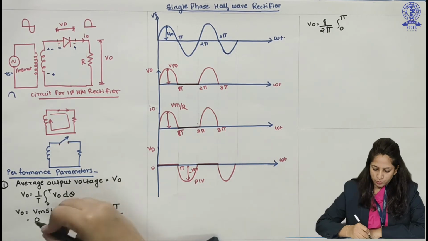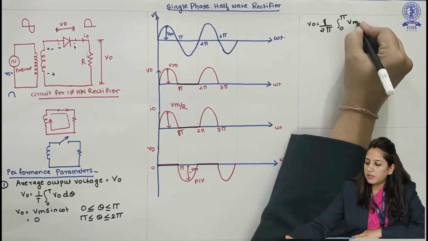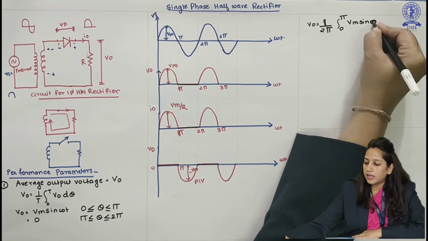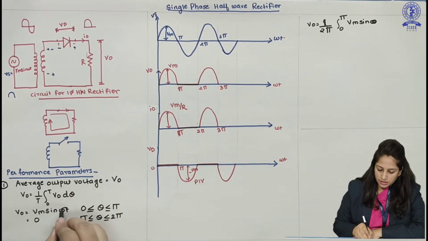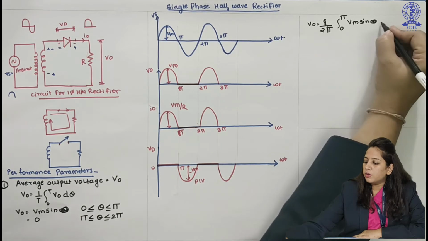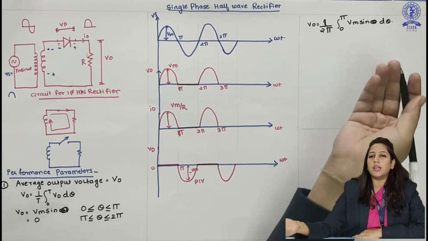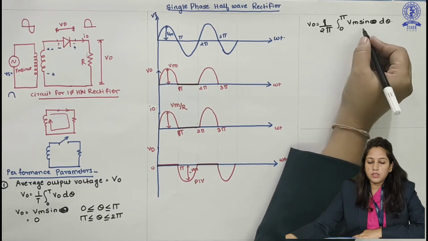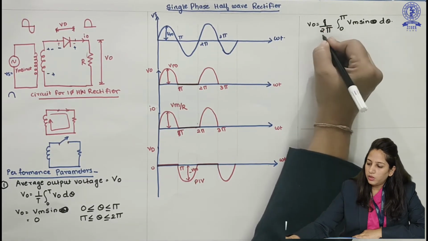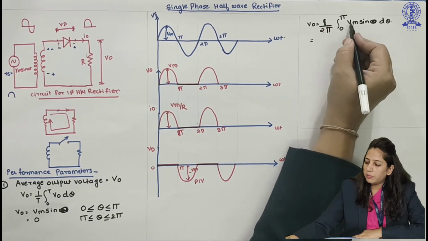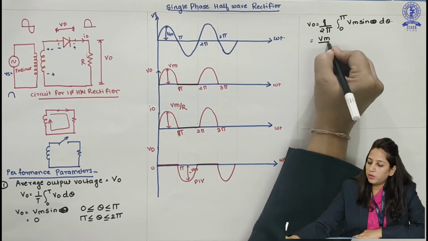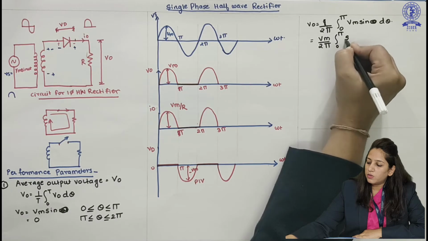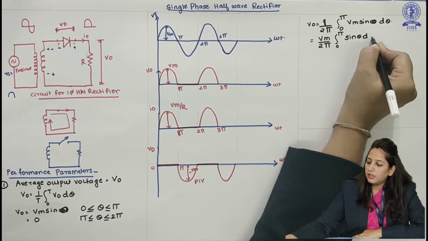So my output voltage is here Vm sin omega t, or I will consider here sin theta into d theta. So theta and omega t are equal here. Now we will solve this equation. Vm is a constant, so Vm upon 2 pi, integration from 0 to pi of sin theta d theta.